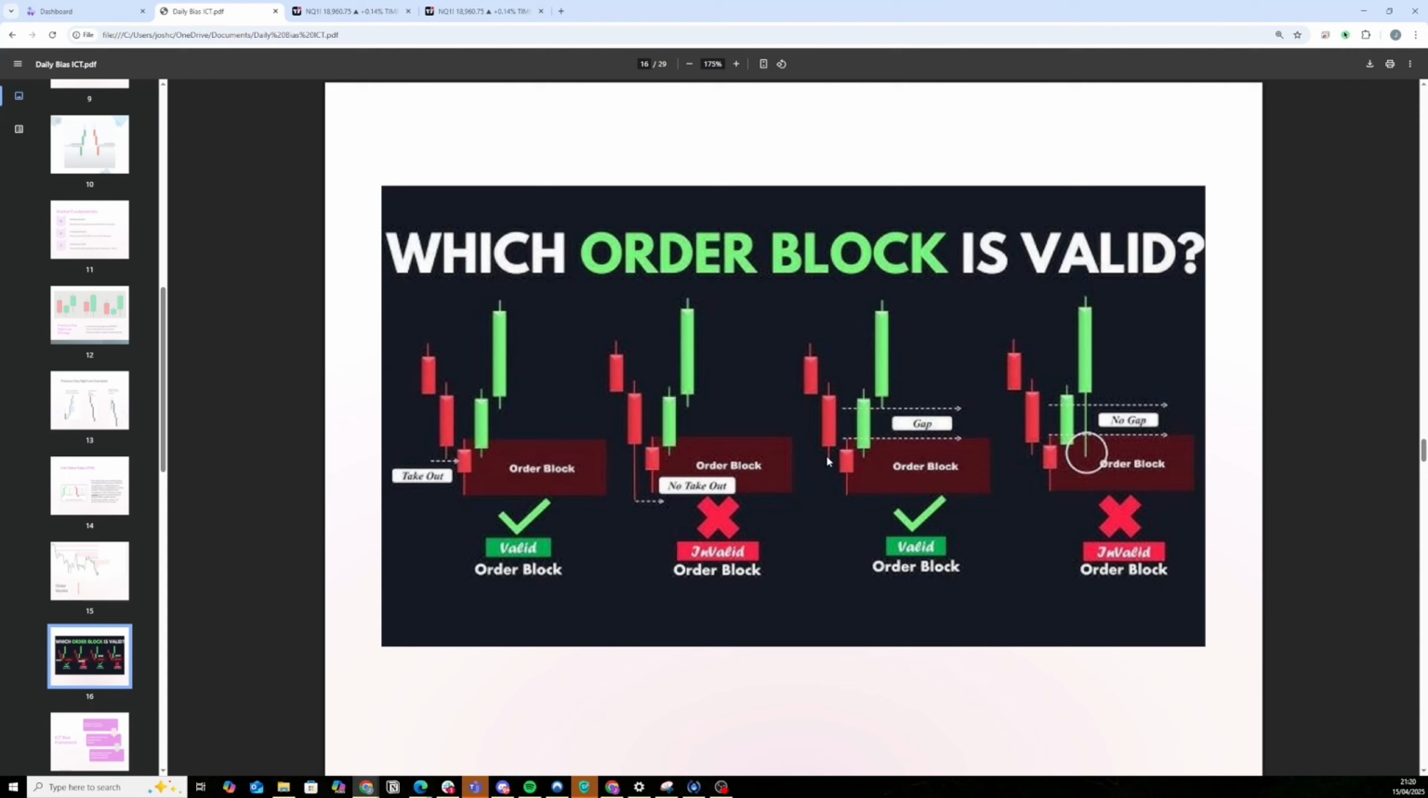It also takes out the previous candle. 1, 2, 3, that makes a high probability order block, okay? No fair value gap before the order block, low probability order block. It's less likely to work.